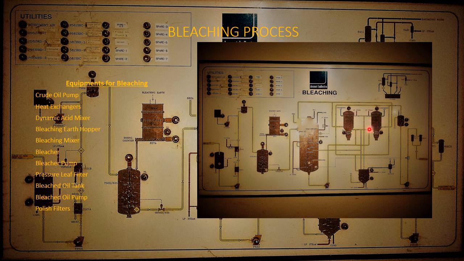So what happens here is that the bleaching earth that is being added to the oil is removed here. Now we call this filtration. The bleaching earth will retain all the gums, all the impurities, all the traces of all the coloring matter. The bleaching earth will retain them here through adsorption and absorption. Now once that is done, you now have your clear oil. It will move to the bleached oil tank.